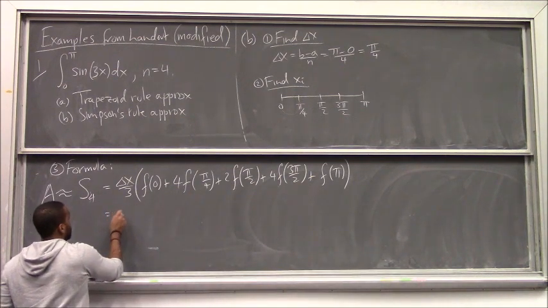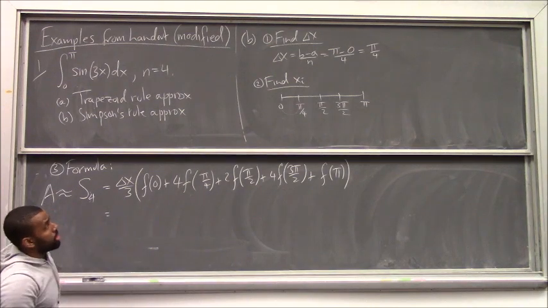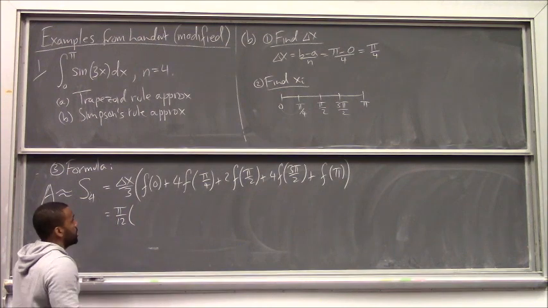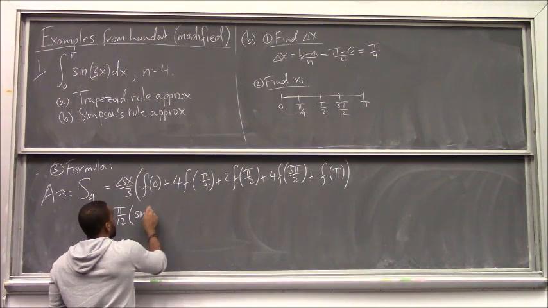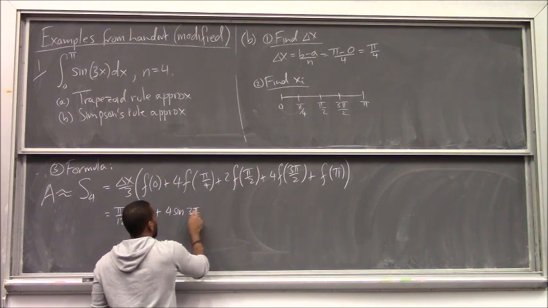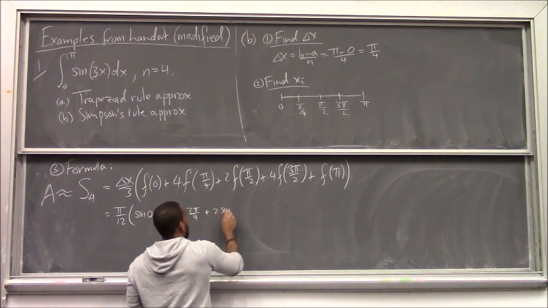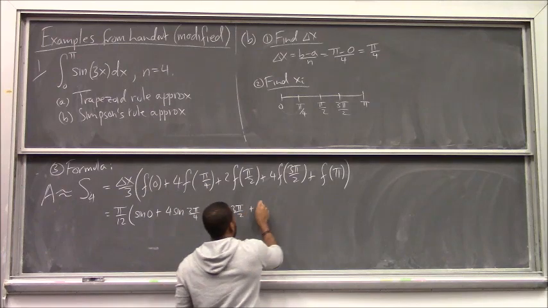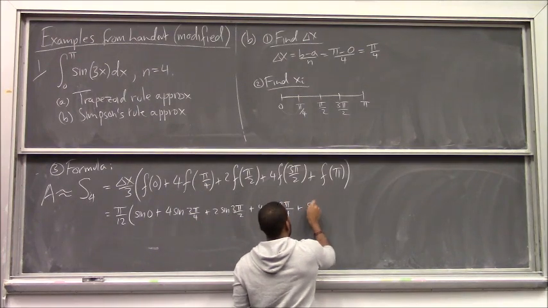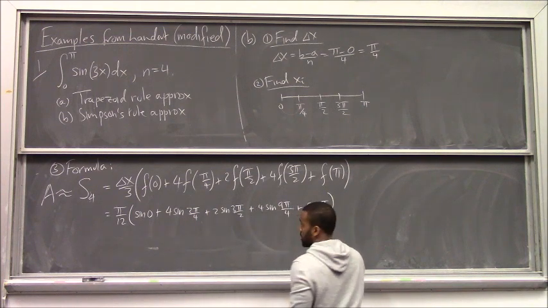Okay, so now delta x over 3, that was pi over 4 over 3, so this is pi over 12. And I'm going to do sine of 0 plus 4 sine of 3 pi over 4 plus 2 sine of 3 pi over 2 plus 4 sine of 9 pi over 4 plus sine pi.